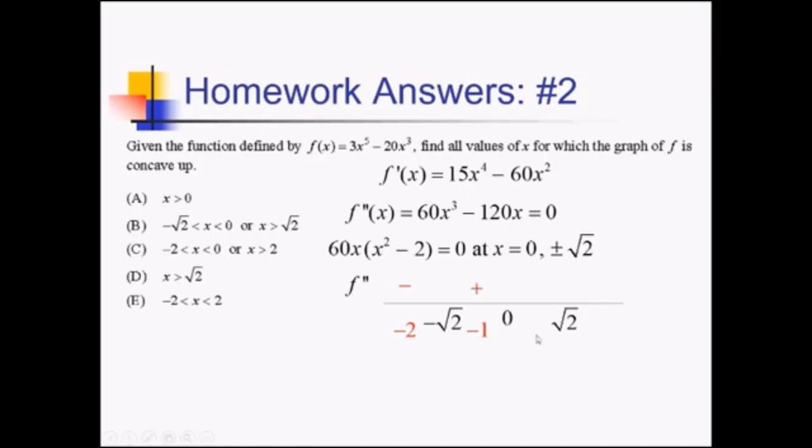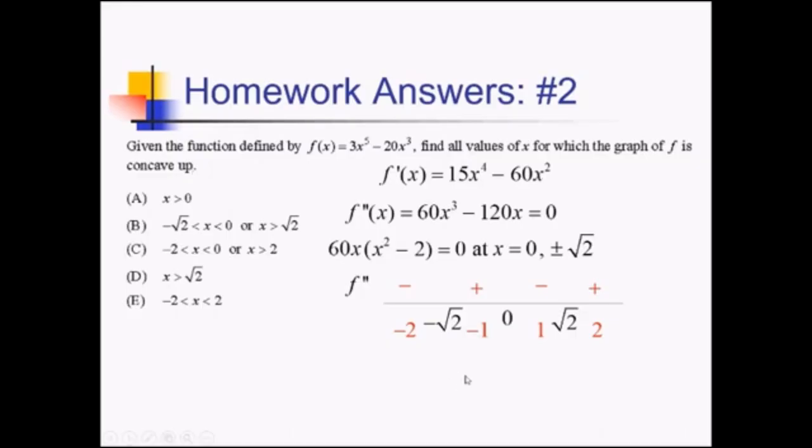Plugging in positive 1 now on the other end here. I've got a positive and a negative, so negative overall. And let me plug in positive 2 or positive a million, whatever you want over here. So that's a positive times a positive is positive. Concave up, we're looking for the positive f double prime intervals.